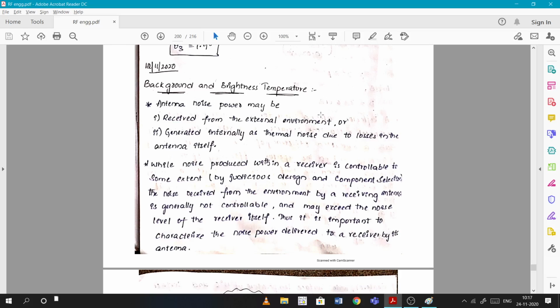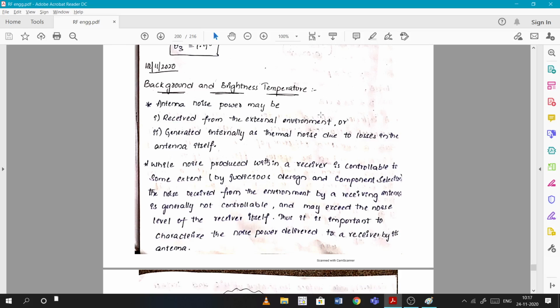Noise produced within a receiver is controllable to some extent. As I told you in the previous lecture, if the noise is generated internally, it can be controlled by using proper equipment or proper material. But what we are not able to control is the external environment, because it depends on the environment, and you can't control the environment.